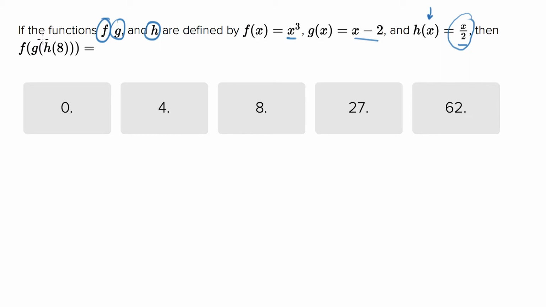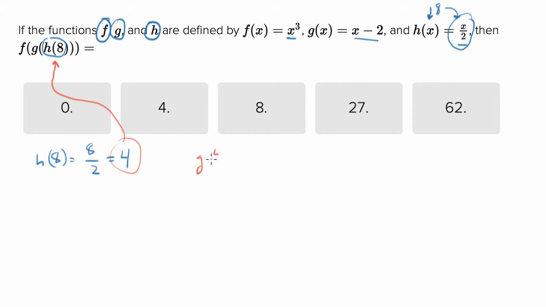So h of 8, first let's do this inside function, h of 8. What's the input? The input is the 8. So let's put an 8 in here for each x, and we get h of 8 will equal 8 over 2, which is equal to 4. Well, now since we have h of 8, we can plug that in. So h of 8 equals 4. We can plug that in to this function. So we'll get g of 4.